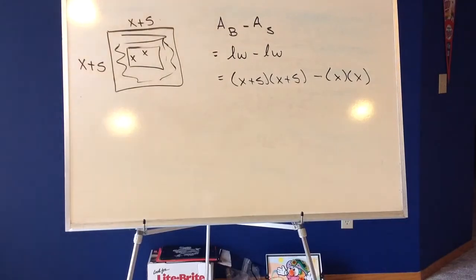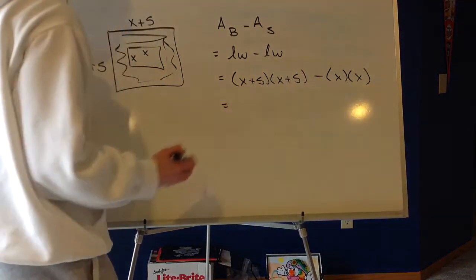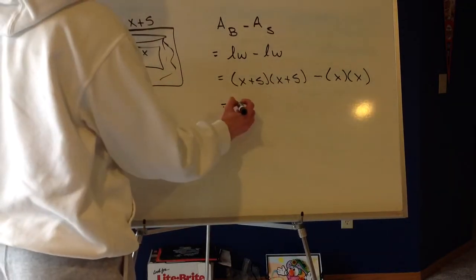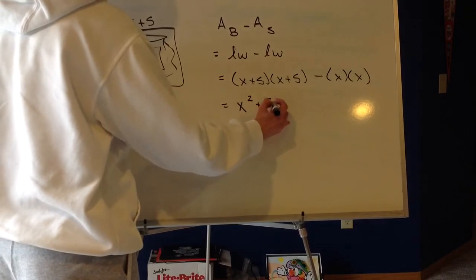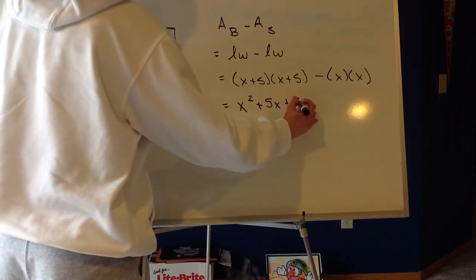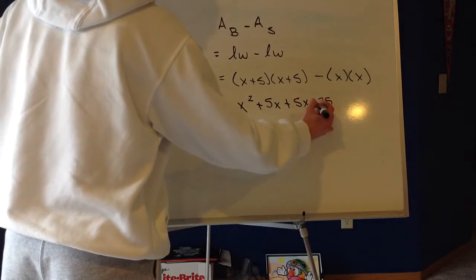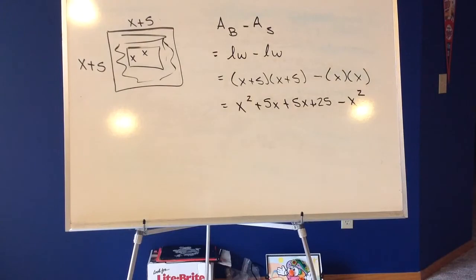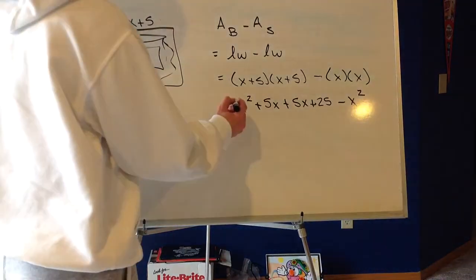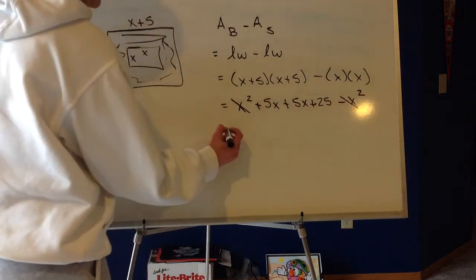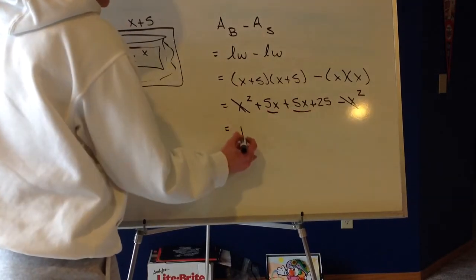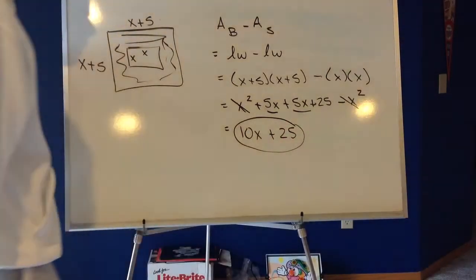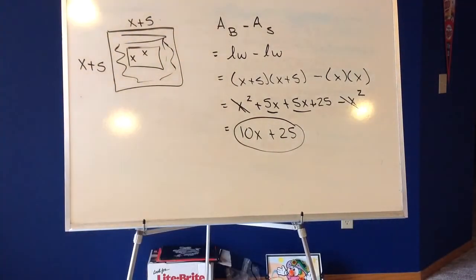Now we need to simplify it. So you want to go ahead and multiply. Make sure you distribute or FOIL with table, whichever method you like best. You're going to get an x squared plus 5x, and then you'll get a 5x plus 25. On this part, x times x will give us x squared. We then want to combine together our like terms. You will notice the x squareds do cancel each other out. The 5x's can be combined together to give us a 10x plus 25. This would be your area in standard form for that one.